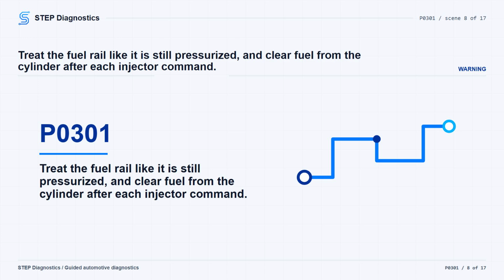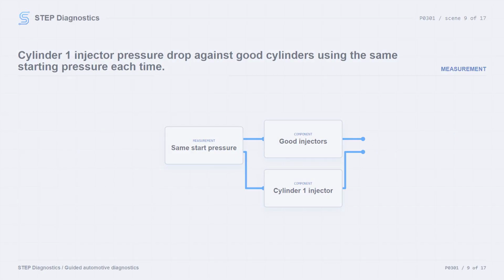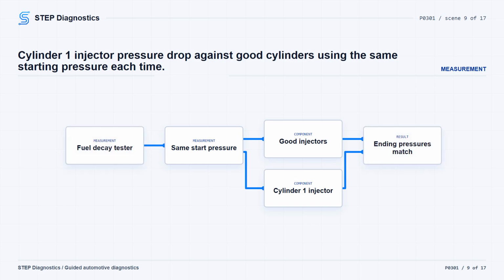Command the cylinder 1 injector with the scan tool while watching the gauge, then record the ending pressure. Repeat the same process on several good cylinders, always starting each injector actuation from the same starting pressure, and compare the ending pressures. The reading should be about the same. If cylinder 1 stands out with too small a pressure drop, look for debris in the rail or injector and correct it. If the pressure drop is too large, suspect a fouled or leaking injector. After each injector actuation, start the engine to clear fuel from the cylinder. Skipping that can damage the engine.